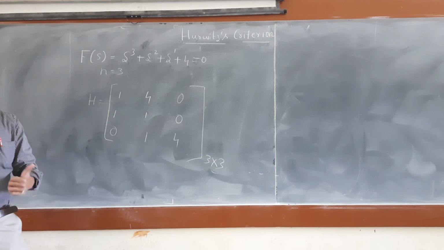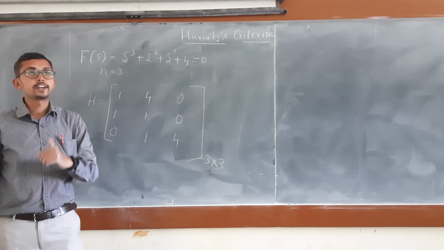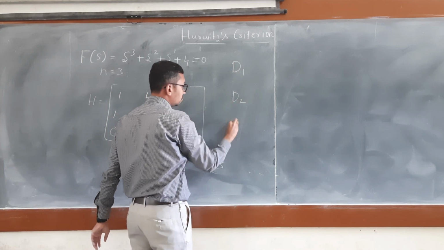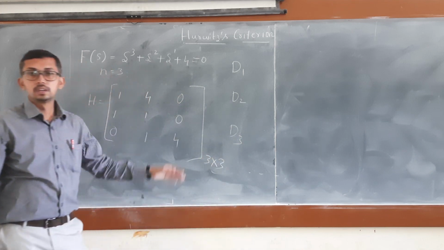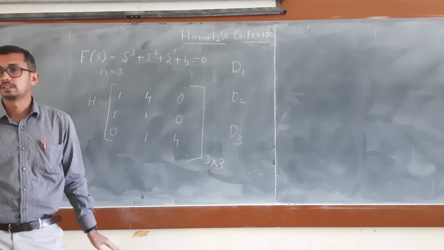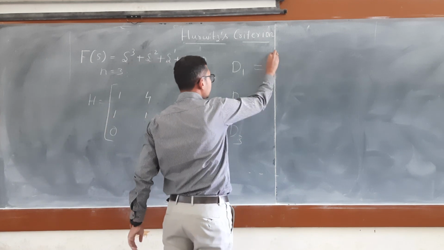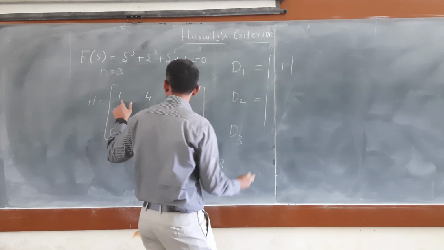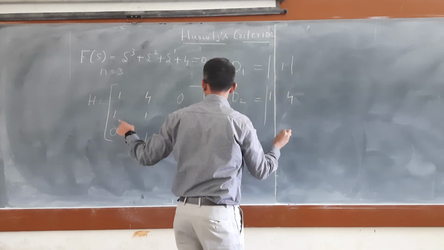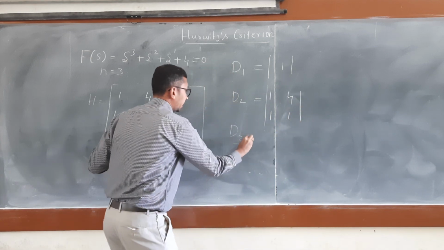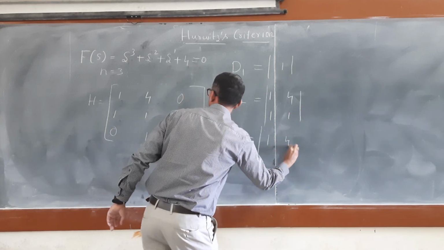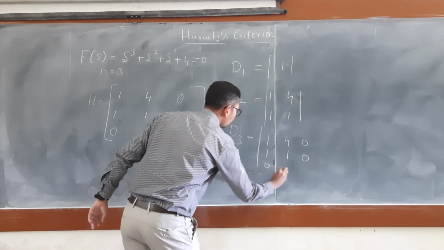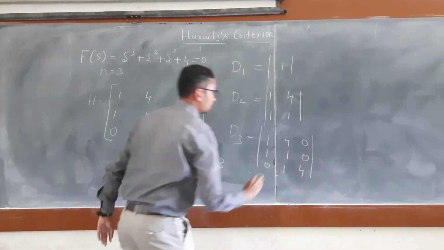Yes, sir. So next, to find out the stability of the system, we need to find the determinants. How many determinants do we need to find? D1, D2, D3. What is the meaning of D1? The first element, 1. D2 means a 2 cross 2 matrix: 1, 4, 1, 1. Next one is the 3 cross 3 matrix: 1, 4, 0, 1, 1, 0, 0, 0, 1, 4.